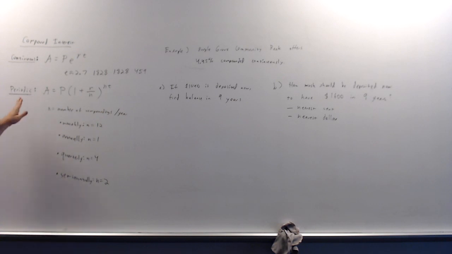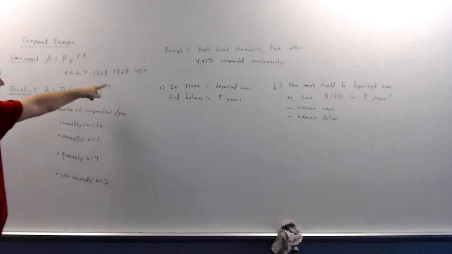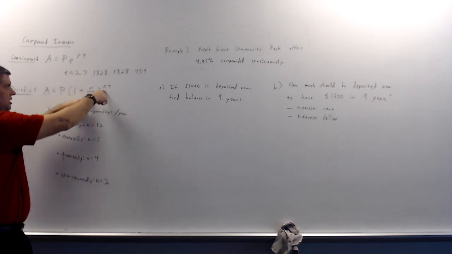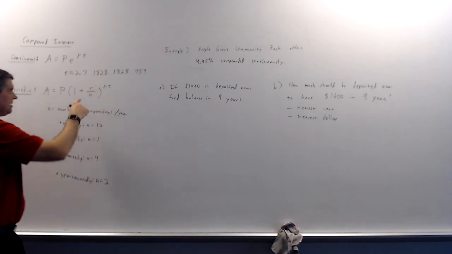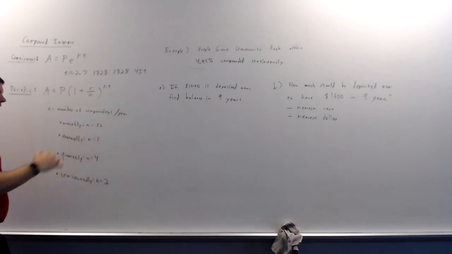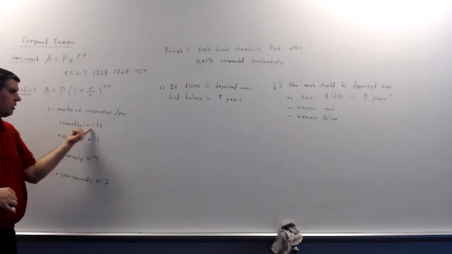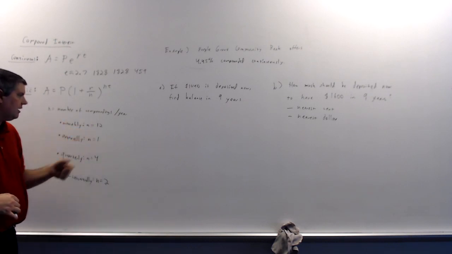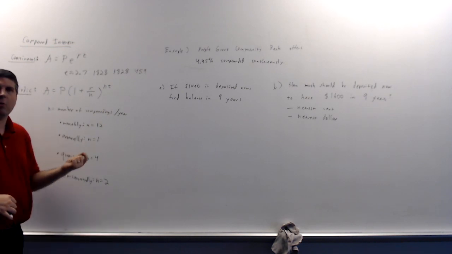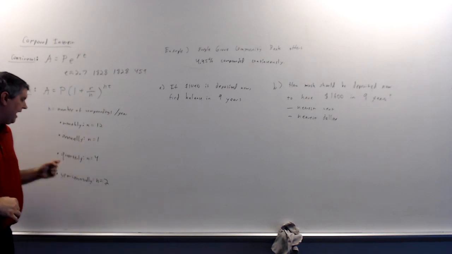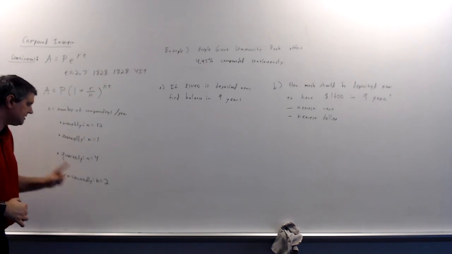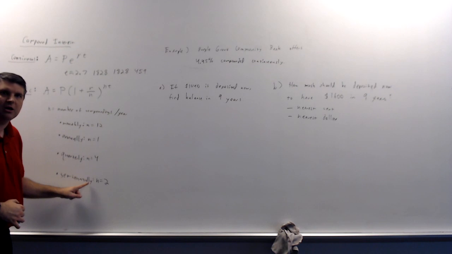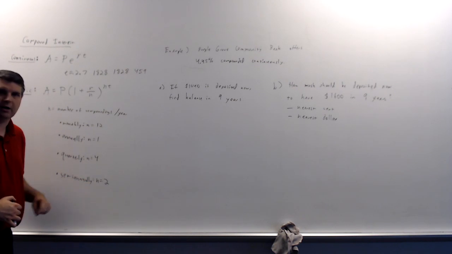Okay. For periodic, it's 1 plus the rate as a decimal, and this is still time. This is what causes the most confusion because it's usually never given as a number. Okay. It's a number of compoundings per year. Now, if it says it's compounded monthly, there's 12 months in a year, so n would be 12. If it's compounded annually, there's only 1 year per year, so n would be 1. If it's compounded quarterly, there's 4 quarters in a year, so n would be 4. And semi-annually, that's every half year, so that's twice a year.